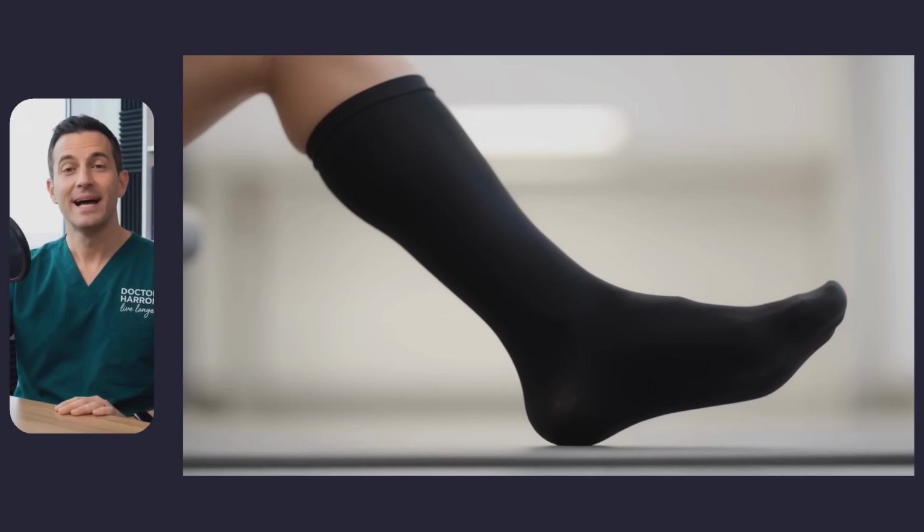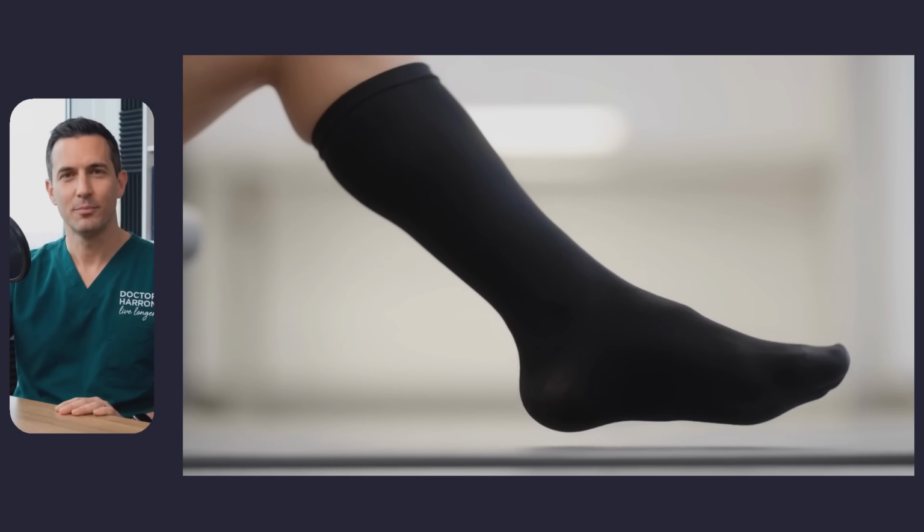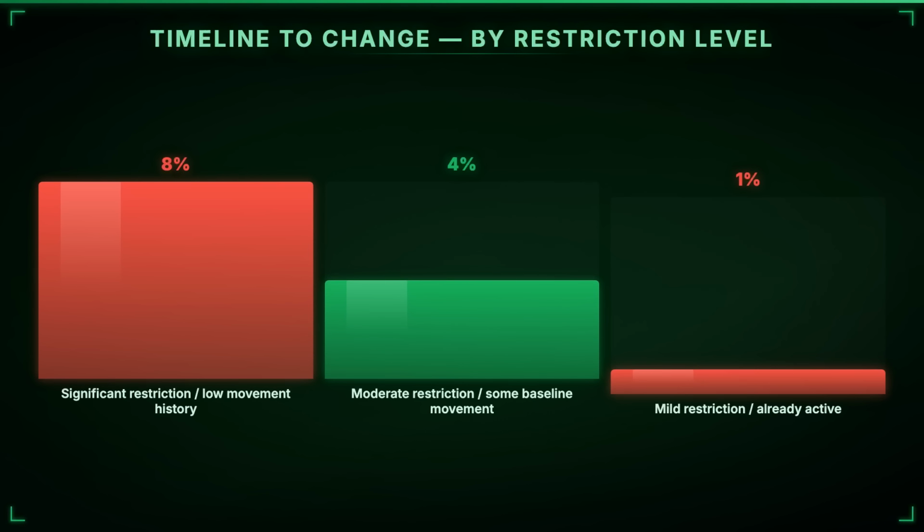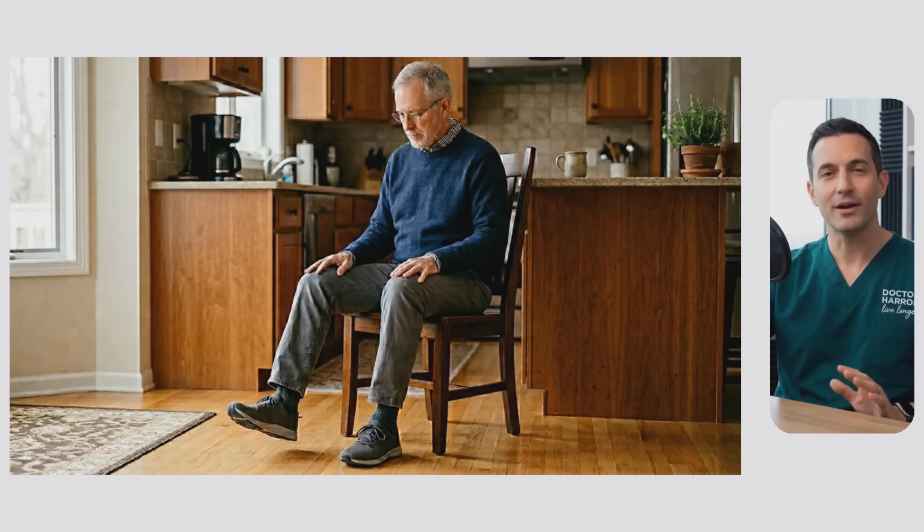Slowly, not dramatically the first day, but consistently, the plantar fascia begins to soften at its insertion point. The Achilles, with repeated circumduction, gets input it hasn't had. The calf fascia, which has been a one-note structure for years, starts to differentiate. And that differentiation travels. How far up it travels and how quickly depends on how long the restriction has been accumulating. Someone with years of ankle compression and minimal movement history may notice changes that take weeks to become visible at the face. Someone with moderate restriction and reasonable baseline movement may notice faster.